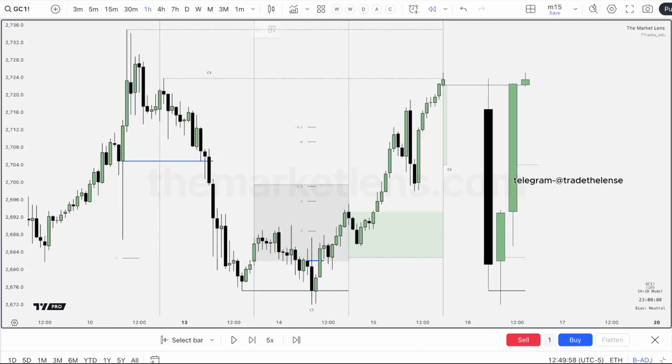Or if I need more confirmation, then I'm going to do the intra-candle change in the state of delivery, right? So this is where I'm anticipating the wick to form. For most people, this is the way to go. If you try to do it this way a lot, you're going to get stopped out so many times. That's all I'm going to say.